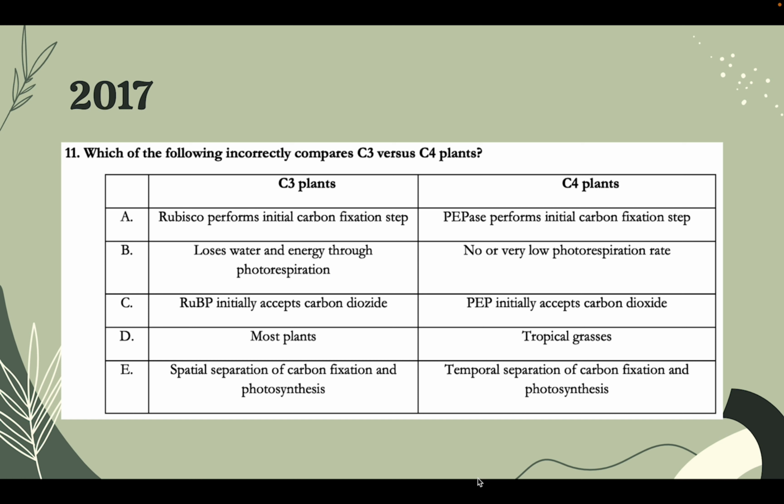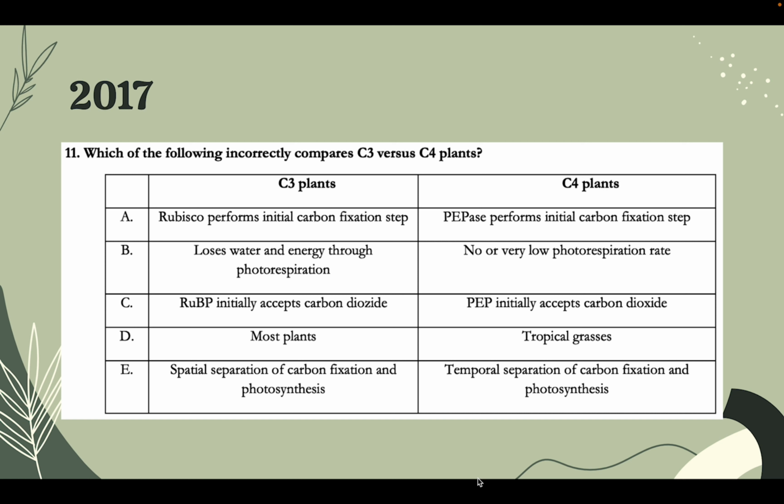C, RuBP initially accepts carbon dioxide. That is correct. And for C4, it's PEP that initially accepts carbon dioxide. That's correct. So C is good. D, most plants are C3 plants, and most C4 plants are tropical grasses. So D is correct. So we have E. Let's look at it anyways.